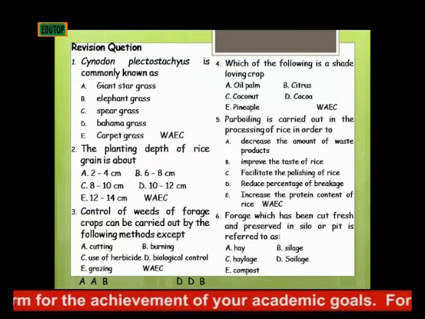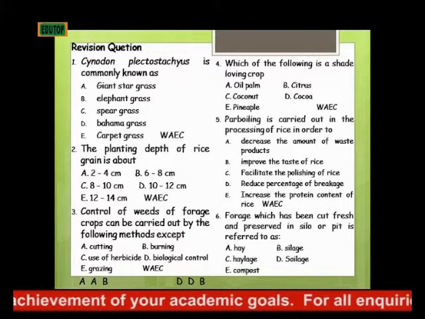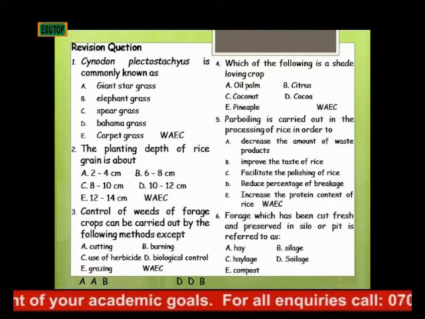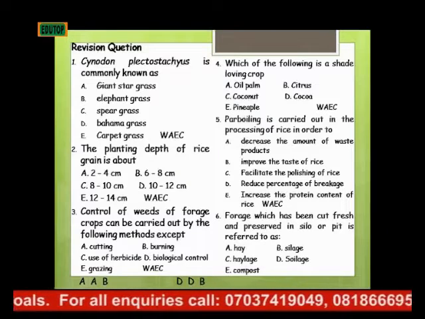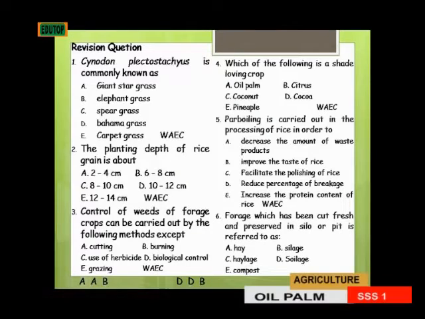Then the next question says, which of the following is a shade loving crop? A. Oil palm, B. Citrus, C. Coconut, D. Cocoa, E. Pineapple. The answer is D, which is cocoa. Cocoa is a shade loving crop.